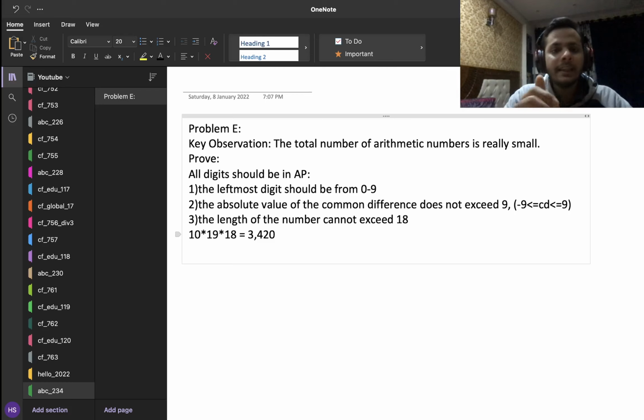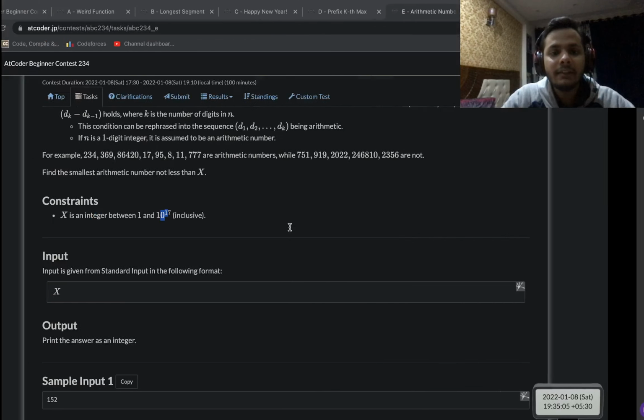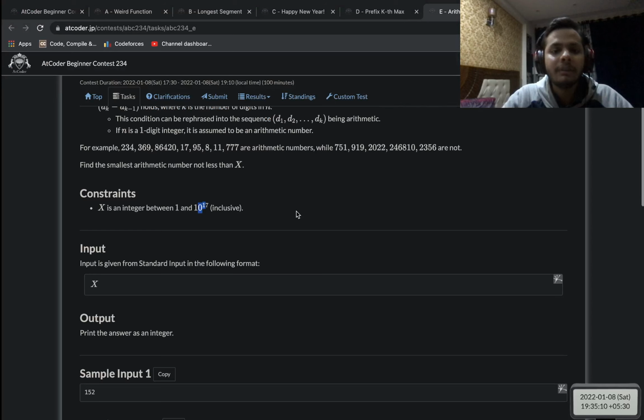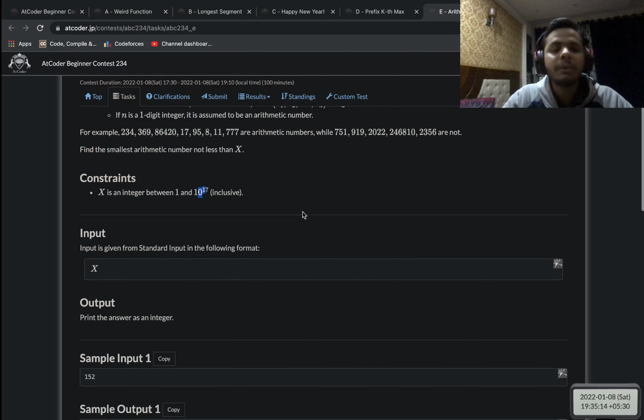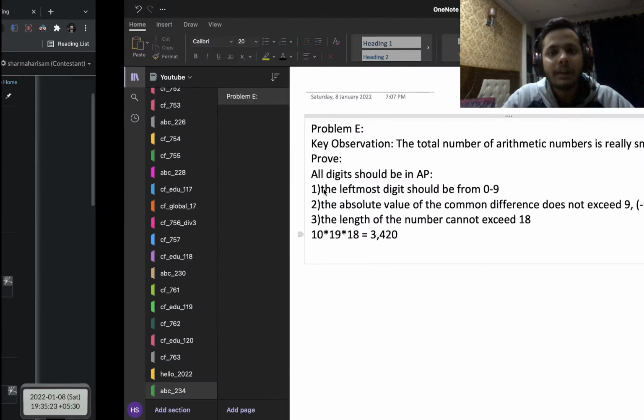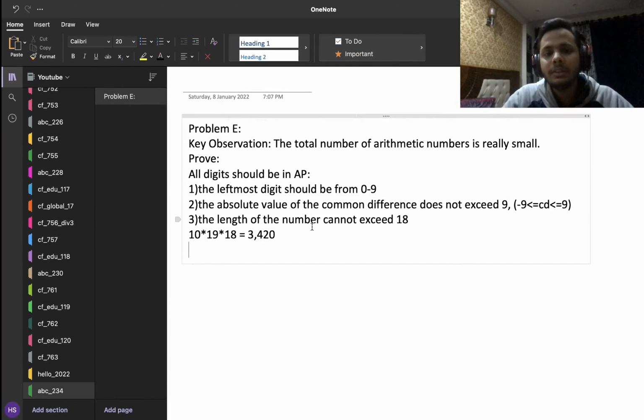So the key idea behind this problem is to actually generate all the numbers which are in AP. Once we have them, we need to find the first number which is greater than or equal to x. The way to do that is really simple. We can just sort all the arithmetic numbers that we have generated and use binary search to find the first number which is greater than or equal to x. This can be done very easily using the C++ lower bound function, right? So that's the easy part, but the tricky part is to actually generate all the numbers, and that will become clear when I talk more about it in the code.